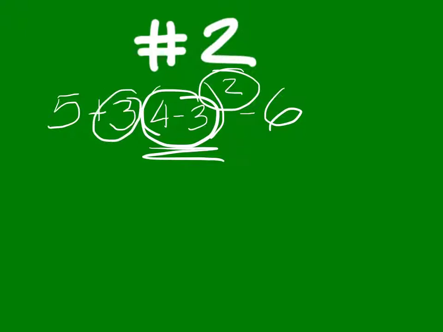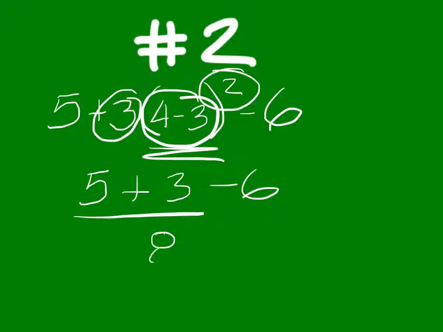And then 3 times the 1 is 3. And you do everything in order. 5 plus 3 is 8. Minus 6 is 2.